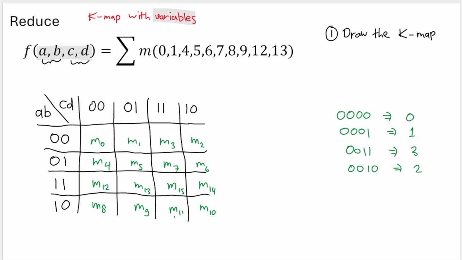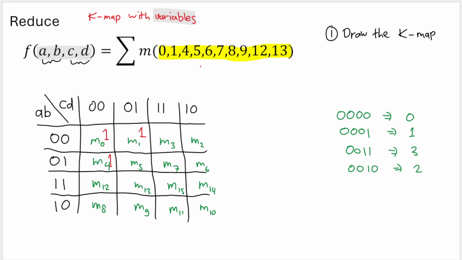Okay, now what can we do from here? We insert these minterms, 0, 1, 4, 5, 6, 7, 8, 9, 12, and 13, into the cells. So we have 0 here, so we put 1 into M0. Let's see here. We have 1. Good. And then 1 is here, so we put it into minterm number 1. So we'll have 1 here. And then we will have 4, so we also put 1 into minterm number 4.